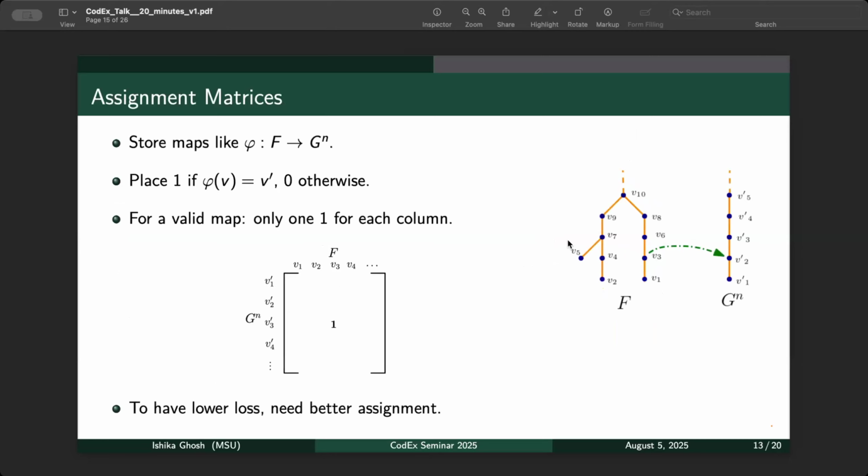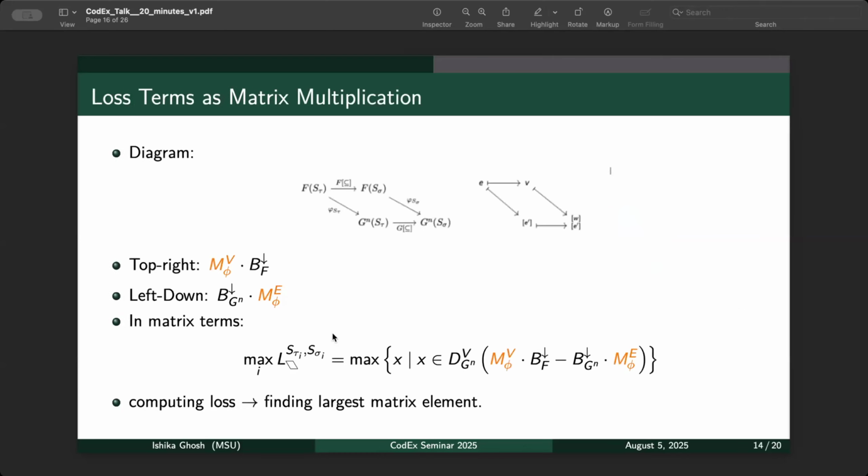To give you an example, let's look at one particular type of matrix that I work with. These are the assignment matrices where I store these maps, and I place 1 when there is a mapping between two vertices and 0 otherwise. And for this to be a valid map between my mappers, there should be only one 1 in each column. Essentially these assignment matrices are the variables of my problem, and to have a lower loss, what I want is a better assignment, which will give me a better upper bound in result.